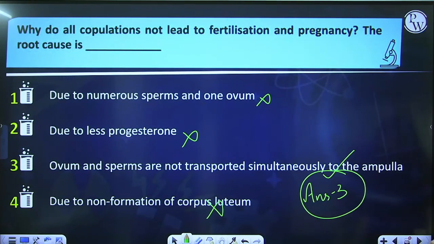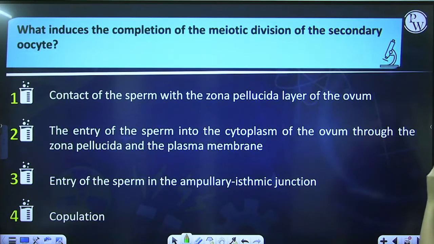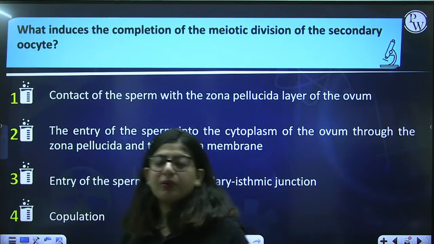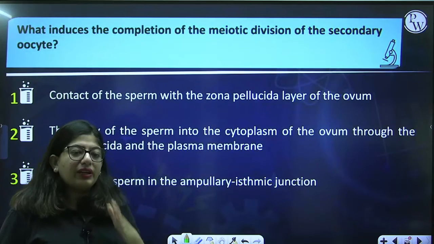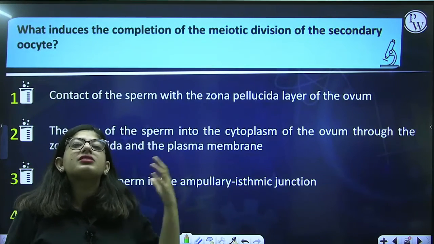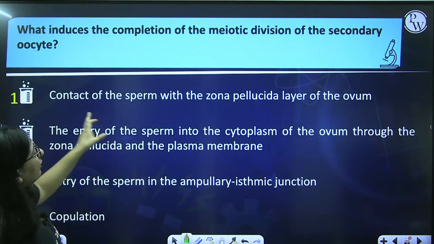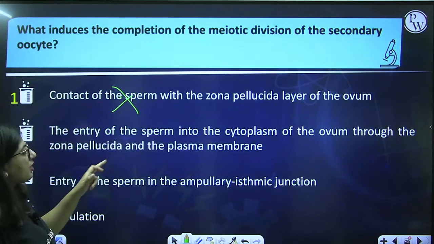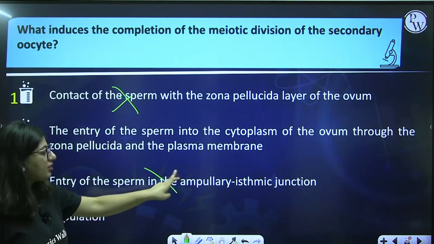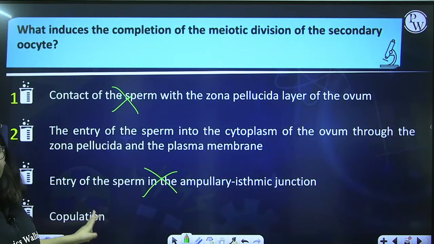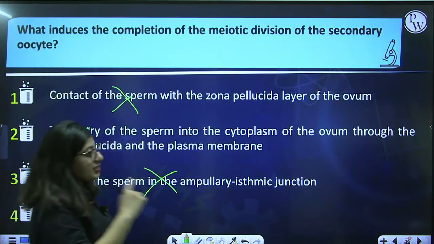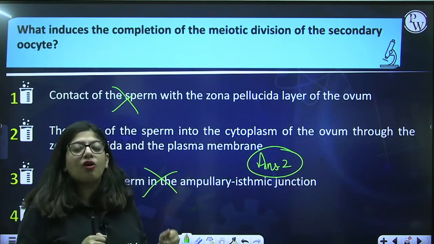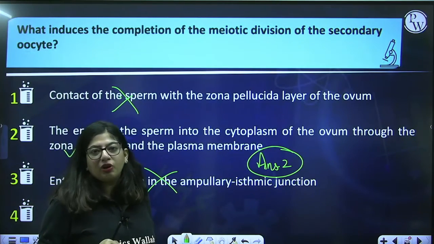Next, what induces the completion of meiotic division of secondary oocyte? What is that force that leads to the completion of meiosis II? Meiosis II only gets completed when sperm enters the cytoplasm of ovum. Contact of the sperm with zona pellucida? No. Entry of sperm into the cytoplasm of ovum through the zona pellucida and plasma membrane. Entry of sperm in the ampullary isthmic junction, that is incorrect. Copulation? No. So, this is the answer. When it enters the cytoplasm, the metabolism of the cytoplasm of the ovum gets boosted up, completing meiosis II.